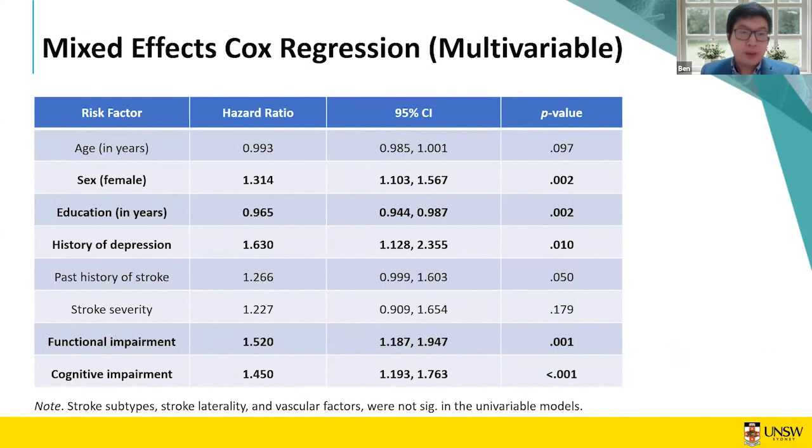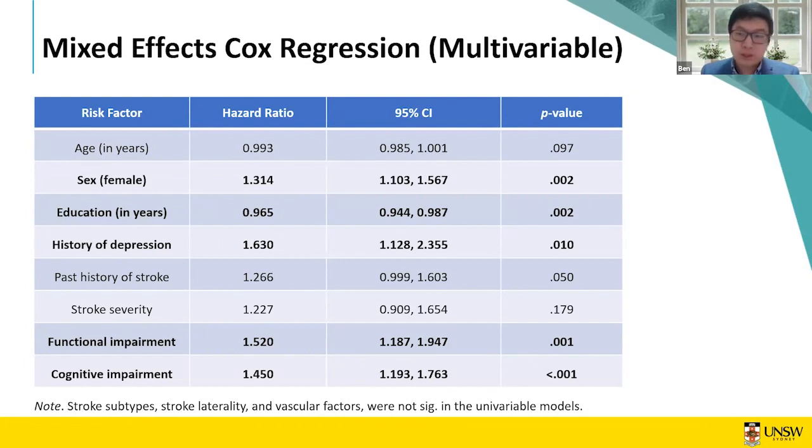So in this table, under the risk factor column, these are the risk factors that were significant as univariable risk factors, except age, sex, and education, which were there in all the models. And the subtypes of stroke, site of stroke, as well as the different vascular factors were not significant in the univariable model, so they were not here.